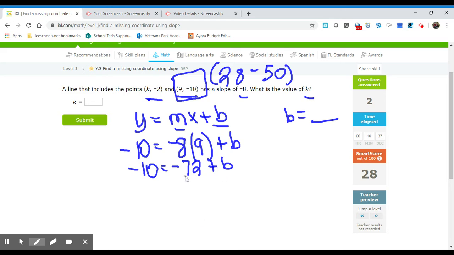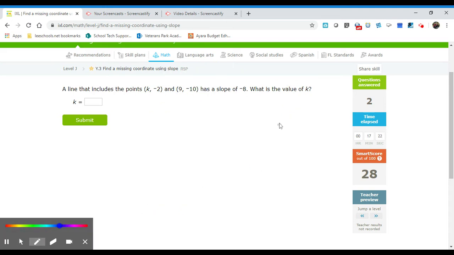To solve for b, you do the opposite of whatever this is using our algebra. Algebra is opposites. So plus 72, since it's a negative, it's a subtraction, we add. Plus 72, and this cancels out on this side. That's going to be b equals 72 minus 10, which is 62. So we now have our b. b is 62.